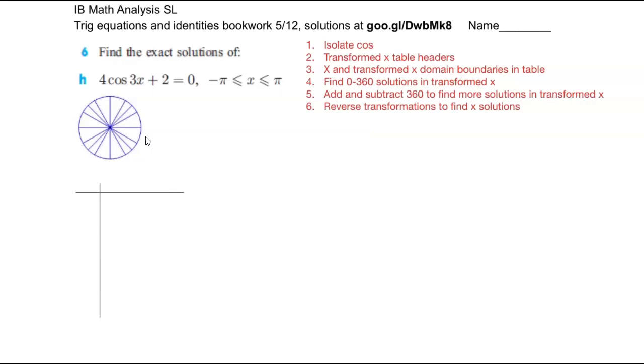All right, so number 6. First thing we're going to do is we're going to isolate cosine. You can see that we do need to isolate cosine in this case because it's multiplied by 4 and added 2 to it. So we are going to do a little bit of algebra. First thing we're going to do is we're going to subtract 2 from both sides. So we get 4 cosine 3x equals -2. Then we're going to divide both sides by 4, and then we would get cosine 3x equals -2 over 4, which is equal to -1/2.